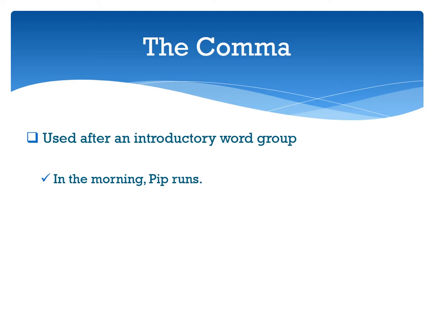A good way to know if you need to use a comma is to ask yourself where the subject of the sentence is. So in this example, our subject is Pip, and what is she doing? She runs. So there's our verb, Pip runs. Knowing that our subject is Pip, it's not the first thing in the sentence, so that usually indicates that the things that come before it probably need a comma to set them off. So in this case, it's a prepositional phrase, in the morning. And so we would want to separate that with a comma because our real sentence starts when Pip runs.